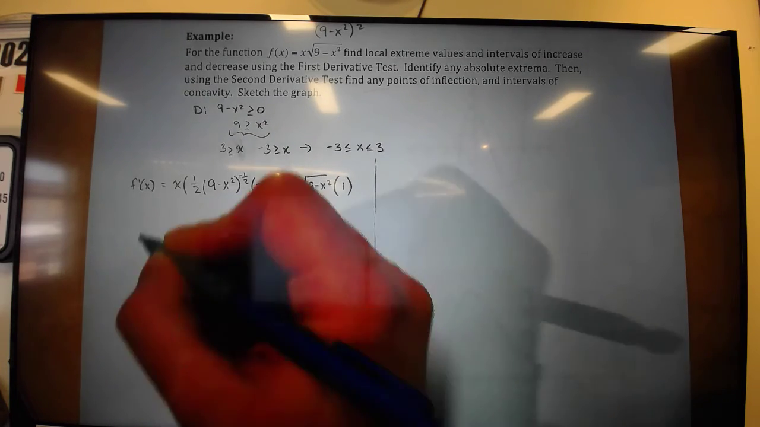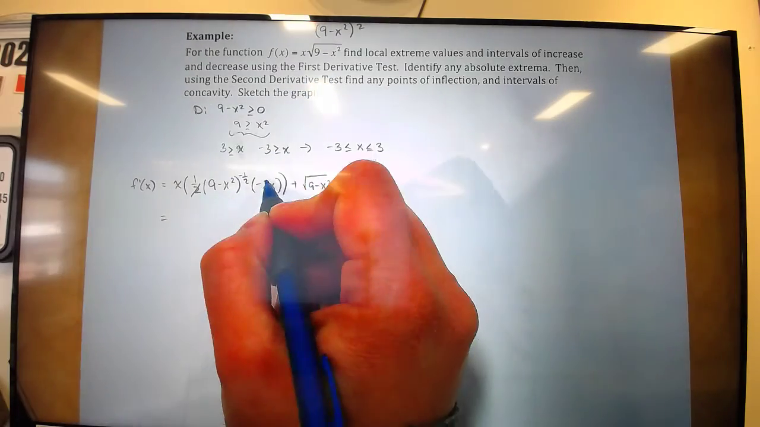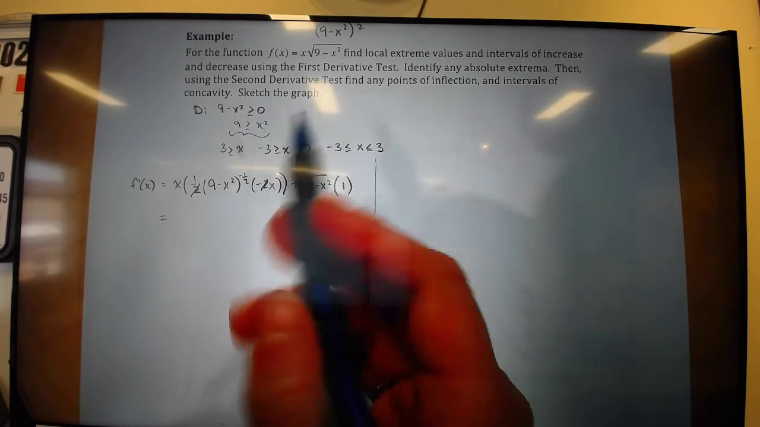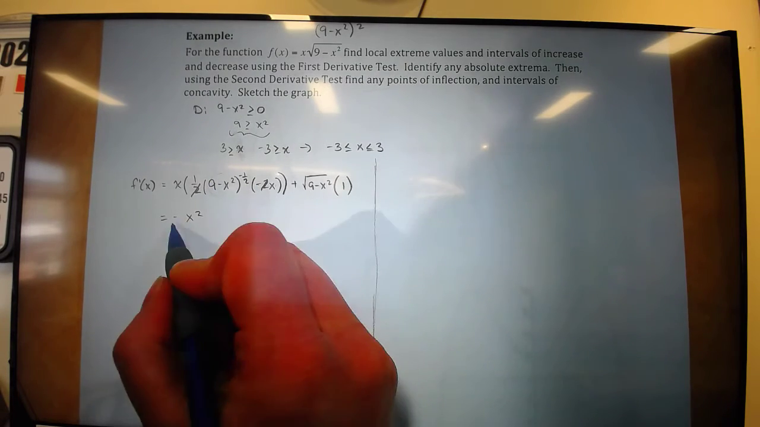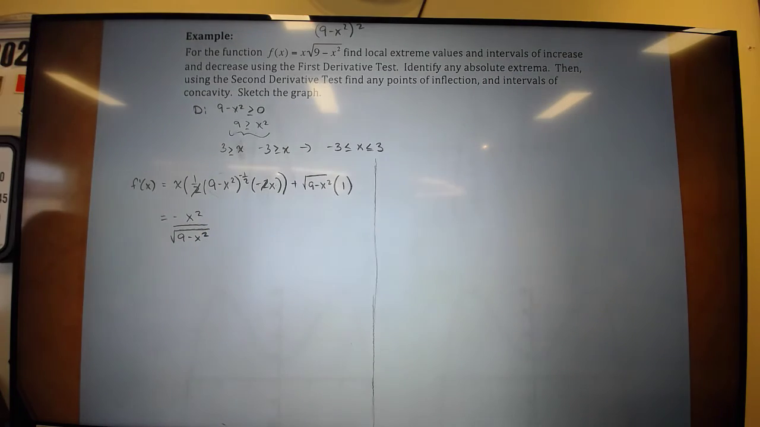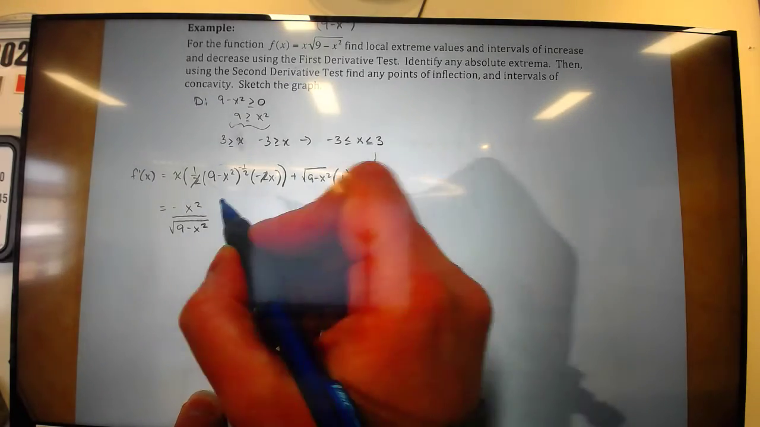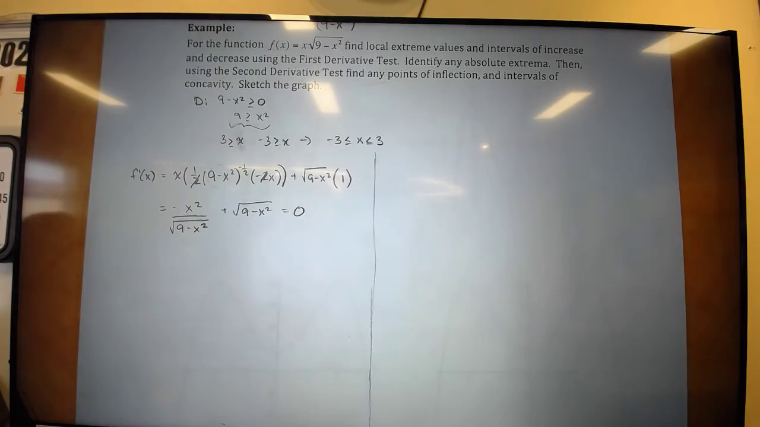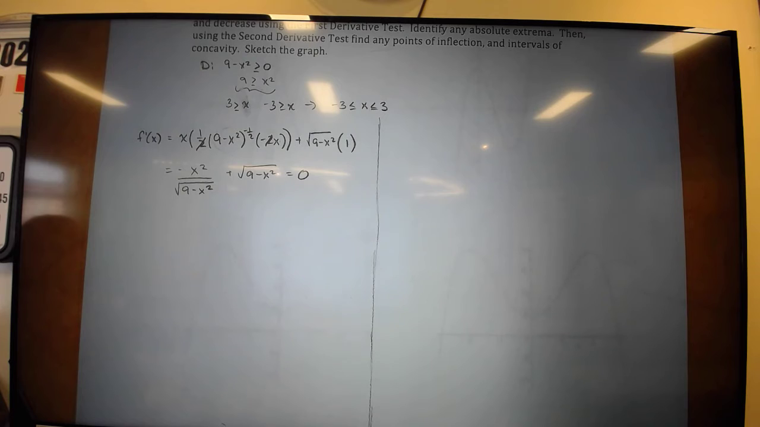Okay, so we're going to simplify this up a little bit, and then we're going to set this thing equal to 0. We've got a 2 and a 2, those are going to cancel. So we've got x times x, and a negative, so negative x squared on top, and then this whole thing is going to drop to the bottom. I'm going to write it as a square root again. So we've got negative x squared over the root of 9 minus x squared, and then here we just have plus the root of 9 minus x squared. And again, we're going to set that thing equal to 0 to figure out what those critical points are.